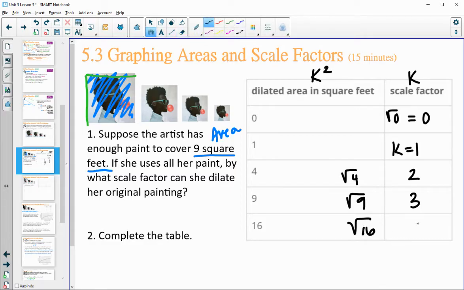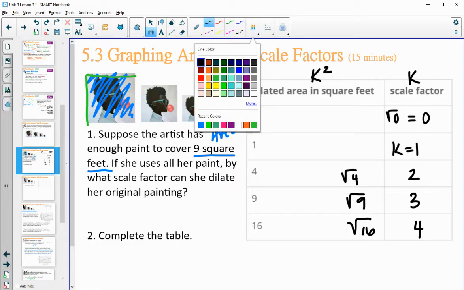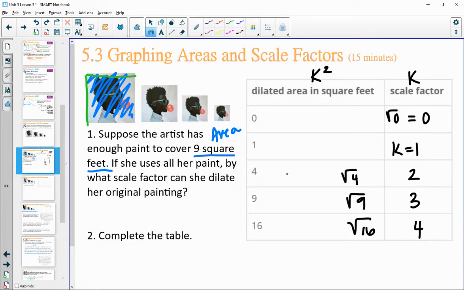To go backwards. Okay, so if she has 9 square feet of paint, she can change the scale of the sides by 3. So the scale factor that she can change by is 3. And then we already completed the table here.